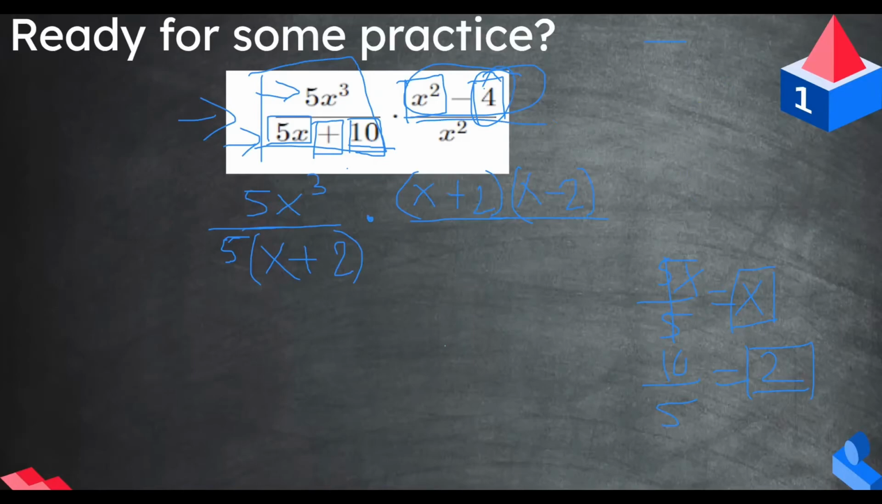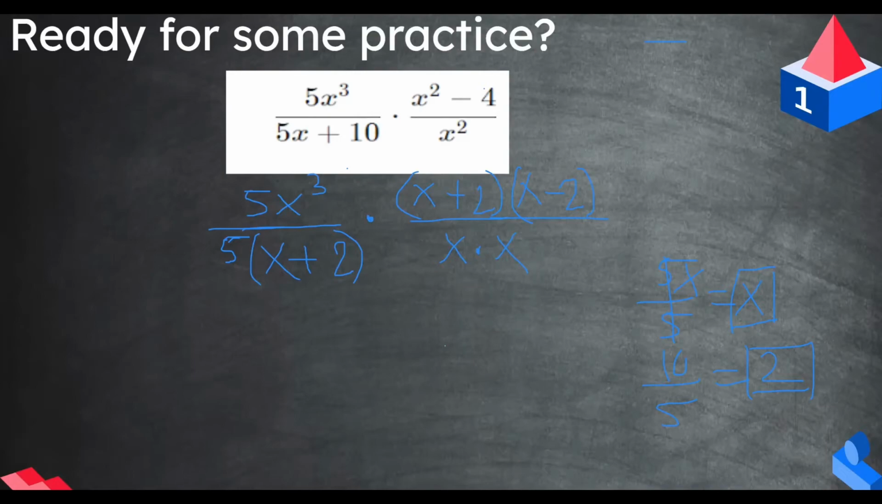Well, x squared is just x times x, right? Ta-da! We have factored this entire given expression. We have factored the top and the bottom for both of them. Now, what should we do? We should look for common factors. Do we see any common factors?